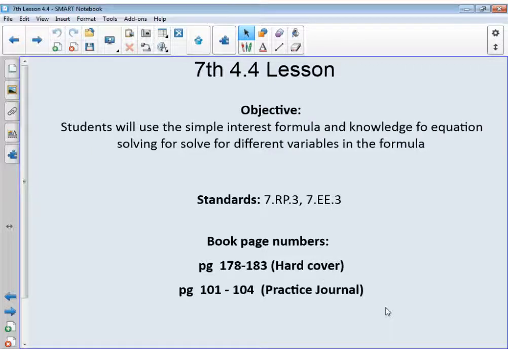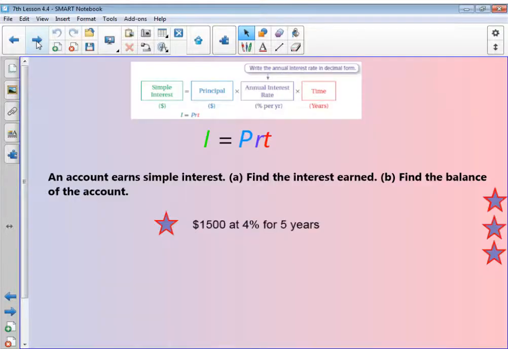Okay, this is 7th grade lesson 4.4. Our objective: students will use the simple interest formula and knowledge of an equation for solving for different variables of the formula. The standards covered are 7RP3 and 7EE3. The page numbers out of the hardcover book are pages 178 through 183, and out of the practice journal, pages 101 through 104. Today we're going to be working with the interest rate formula.